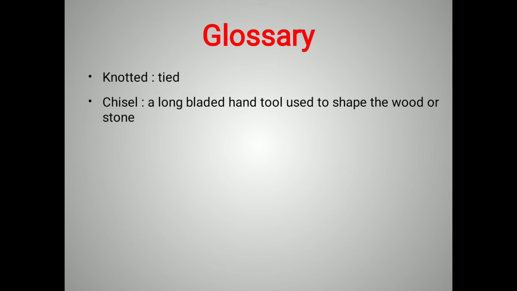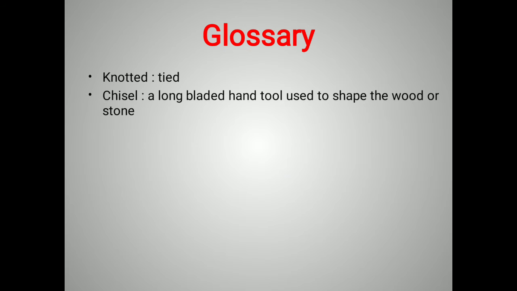Knotted means to tie something. Next, chisel. Chisel, a long bladed hand tool used to shape wood or stone. Generally, we have these instruments in our home to cut something, to shape something. So that is one of the instruments, a bladed kind of thing, which we use to shape wood or stone.